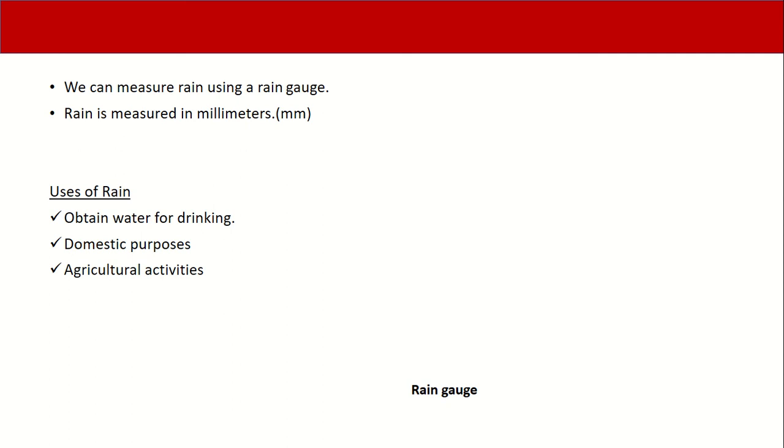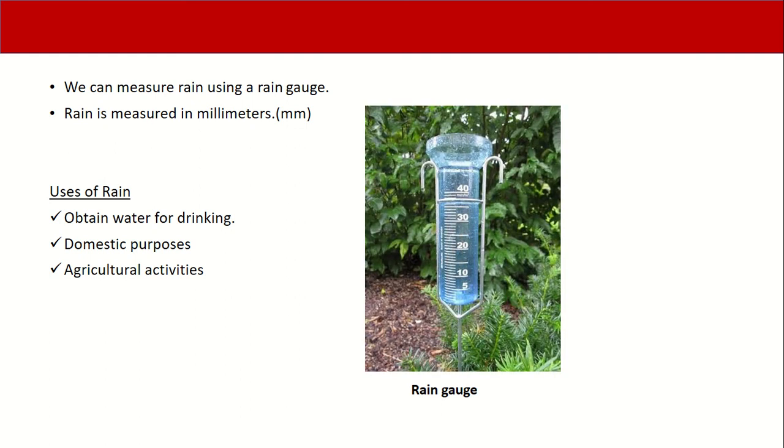Okay, you already got an idea about the water cycle, the process of the water cycle. Let's see, how do we measure the rain? To measure the rain, we can use a rain gauge. Rain is measured in millimeters. Look at that picture. What are the uses of rain? Obtaining water for drinking, for domestic purposes such as cooking, washing, cleaning, etc. As well, we use rain for agricultural activities.